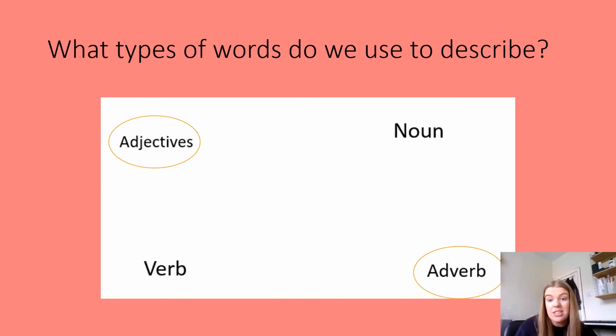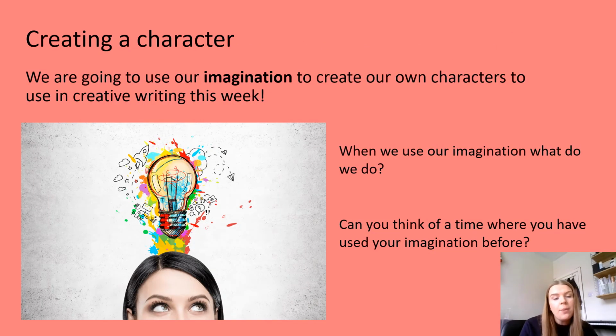So if we're going to take ran, for example, we would use an adverb to describe running. How could we run? Somebody tell me, how could we run? If you are saying quickly, yes, that's brilliant. That would be an adverb because it's describing the way we are doing something. It's describing the action. Super, well done. So now we know what type of words we can use to describe something.